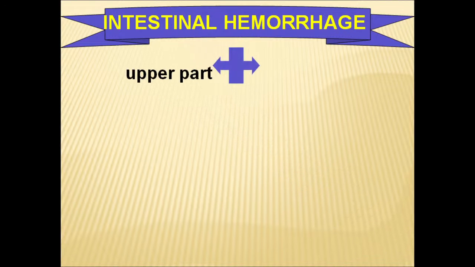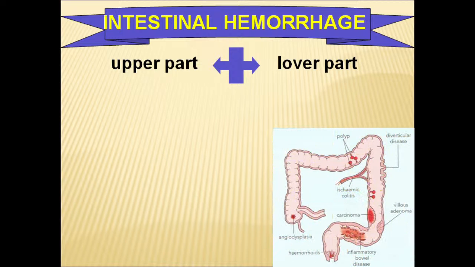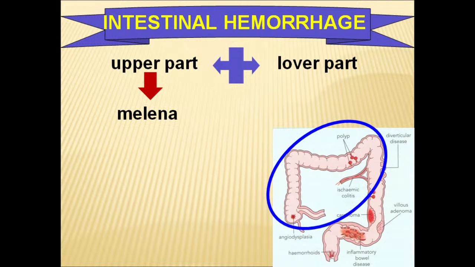And the last problem, which may occur in a patient with pathology of the intestine, is the hemorrhagic problem. When we are talking about intestinal hemorrhage, we must differentiate where the source of bleeding is located, upper or lower part of the intestine, because its manifestation will be different. If we are talking about upper part bleeding, it includes the small intestine and the large intestine before the descending colon.